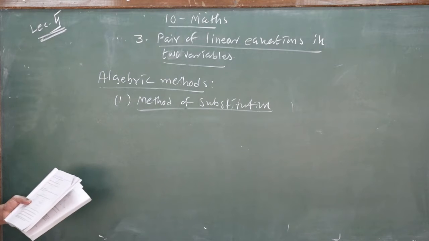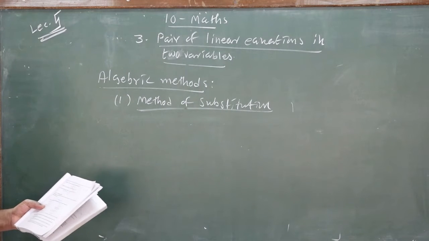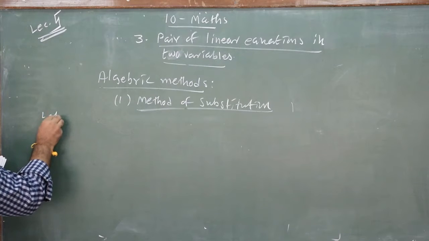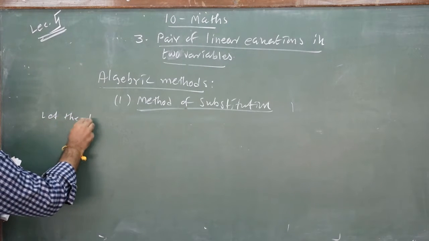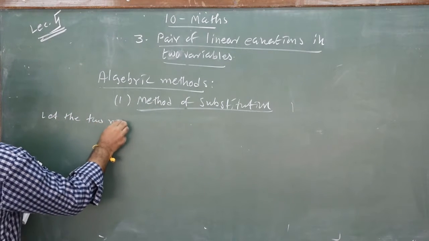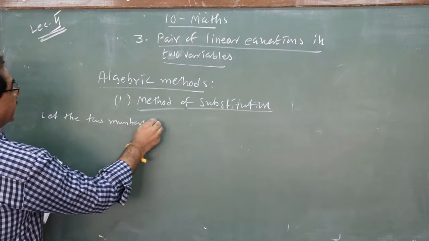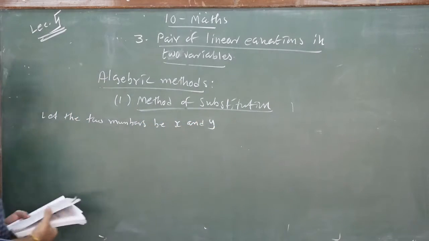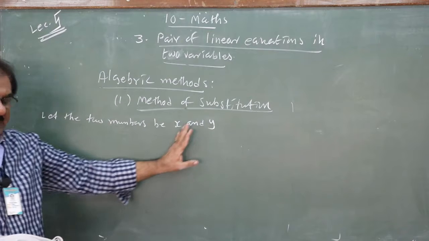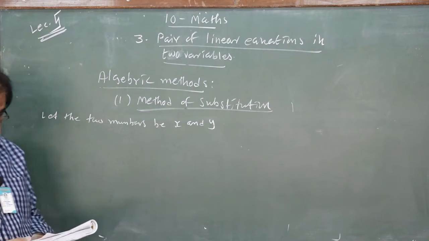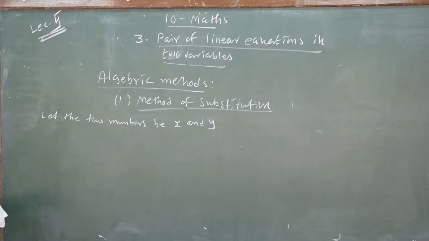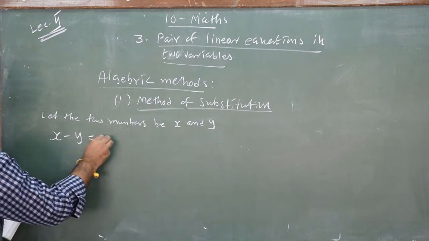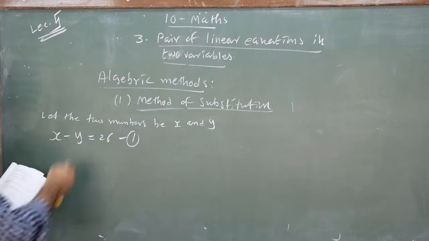First one. The difference between two numbers is 26. Two numbers are there, so we assume first. Let the two numbers be x and y. We have to assume them. What are those two numbers? One is x, second is y. So difference of them is 26. So x minus y is equal to 26, equation number 1.